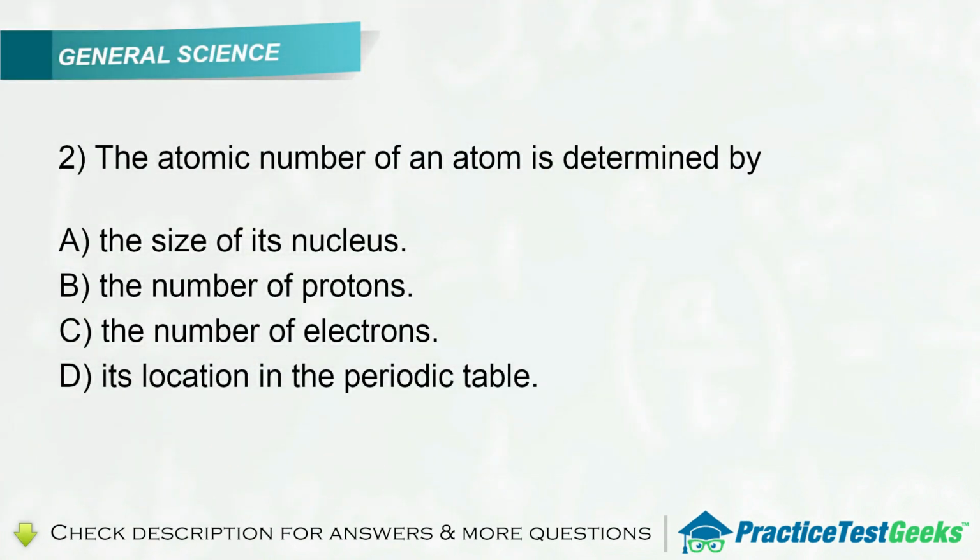Question 2. The atomic number of an atom is determined by A. The size of its nucleus. B. The number of protons. C. The number of electrons. D. Its location in the periodic table.